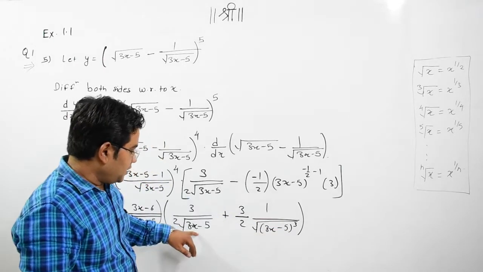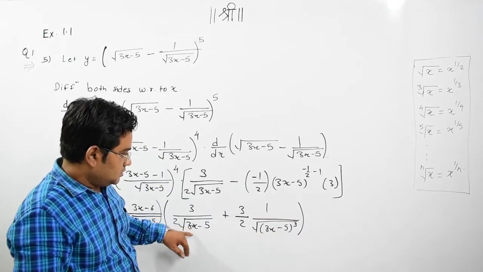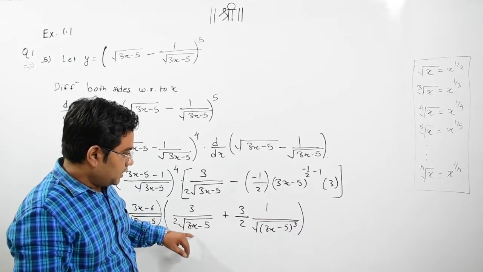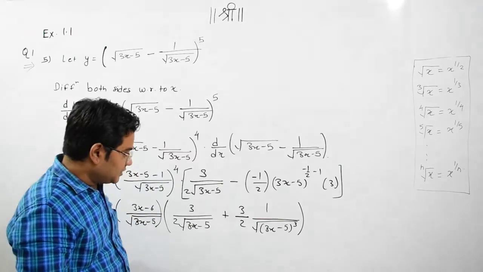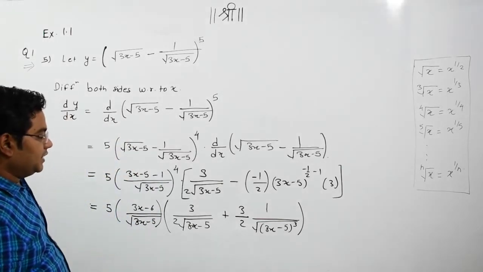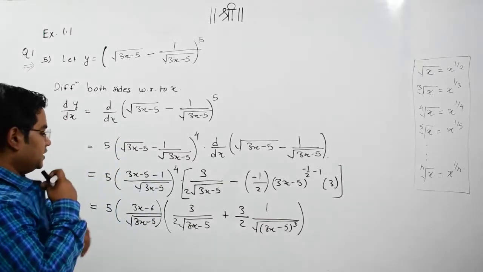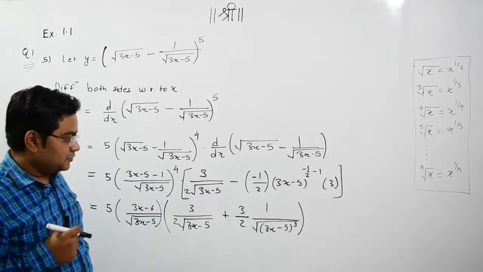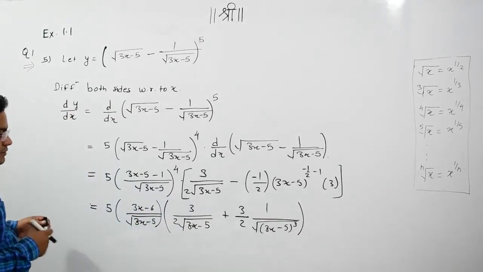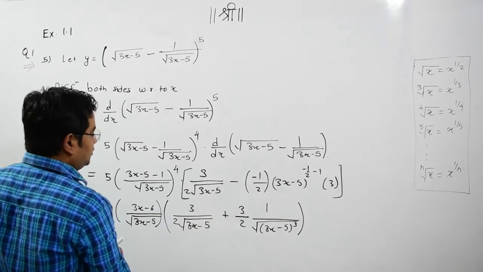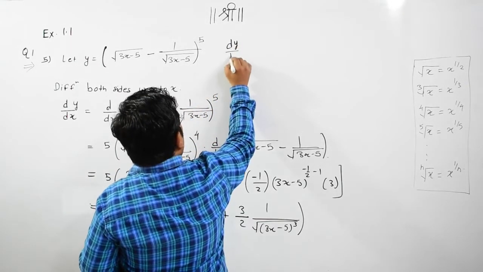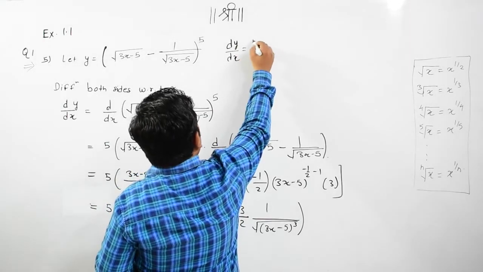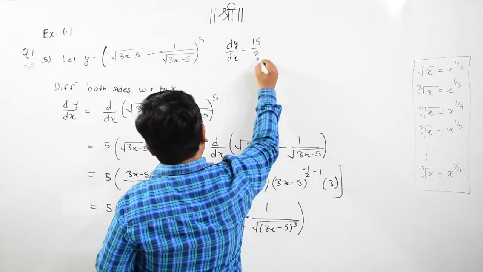So how we can raise the power? We need to look at this properly. We need to multiply and divide by some quantity. What should be that quantity that we are multiplying and dividing? If you multiply over here by 3x minus 5, we can simplify it. Just take this 3 by 2 common. So therefore dy upon dx is equal to 15 by 2.